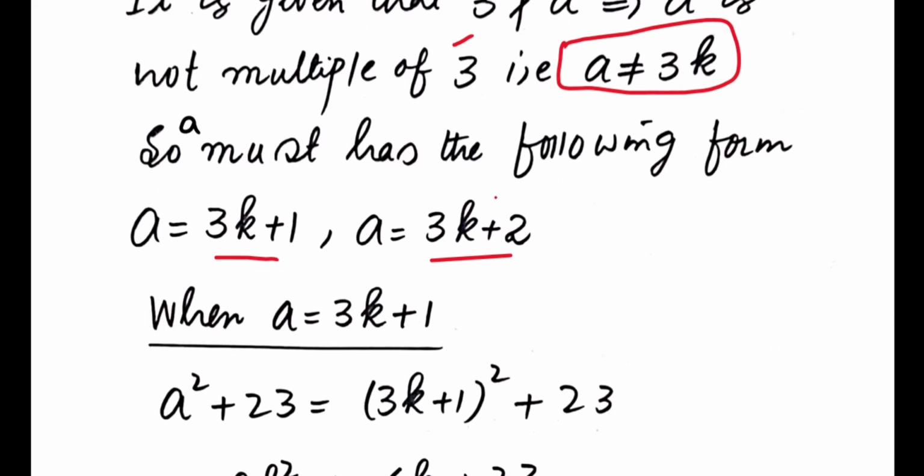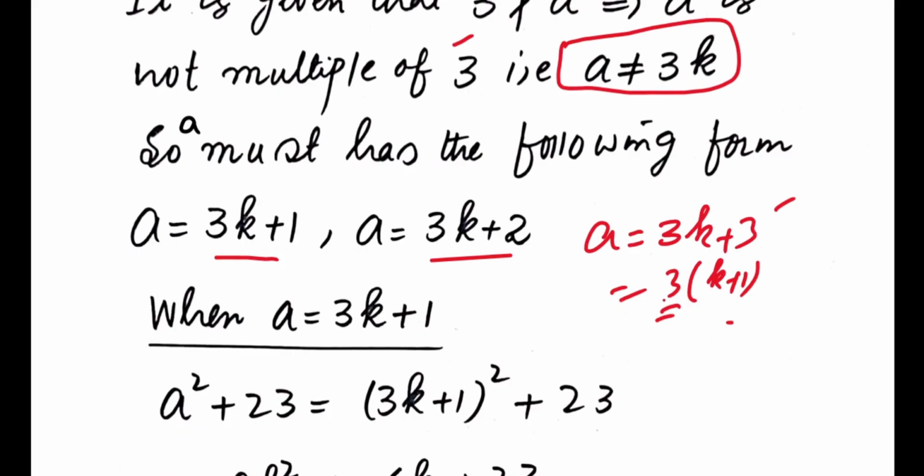Suppose you think why a does not have the form 3k plus 3. If you write this as 3k plus 3, this becomes again a multiple of 3 by taking 3 as common. So there are only two possible forms of a. Either it will be 3k plus 1 or it will be 3k plus 2.